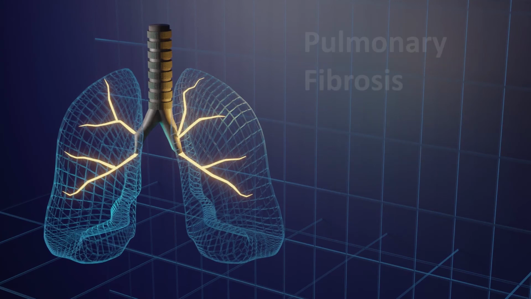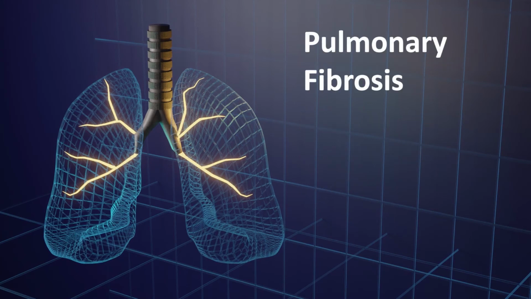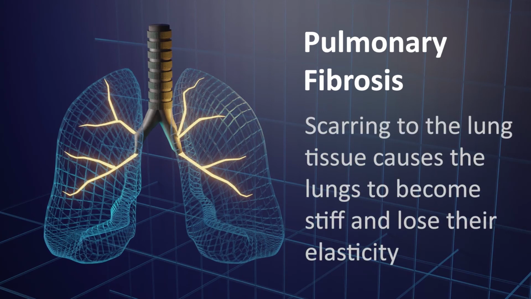Pulmonary fibrosis is another condition that can affect the way you breathe. In pulmonary fibrosis, you have scarring to your lung tissue. This reduces the efficiency of your breathing. This buildup of scar tissue is called fibrosis. Fibrosis causes the lungs to become stiffer and to lose their elasticity, so they're less able to inflate and take oxygen from the air you breathe.